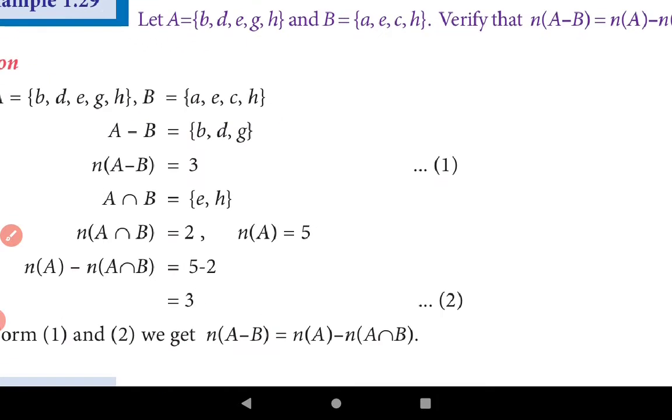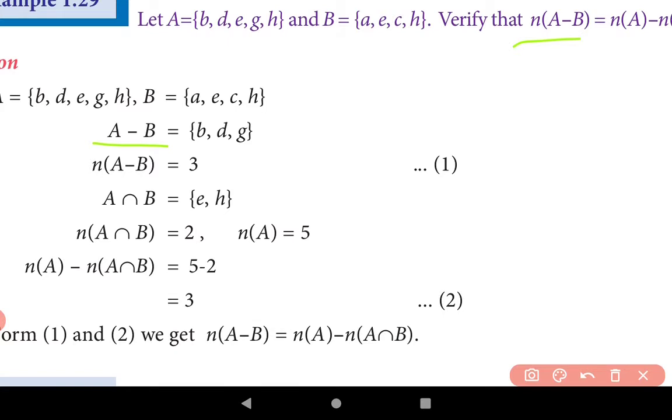Now, first we find the left hand side. What is the left hand side? Number of A minus B. So first find A minus B, then you have to count it. So what is A minus B? To find A minus B, you take out all the common elements of B from A and write the uncommon elements of A. That is what we say A minus B.